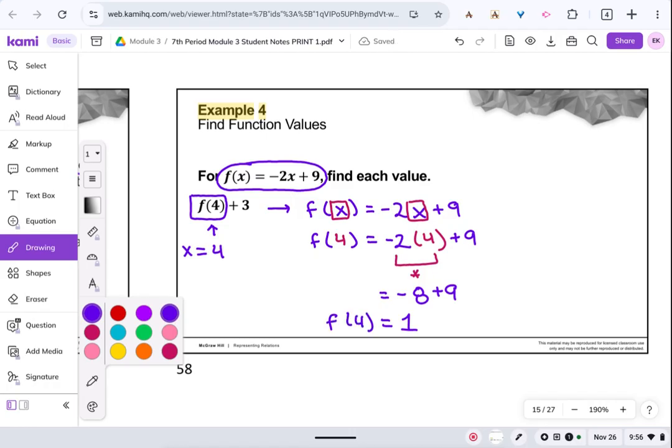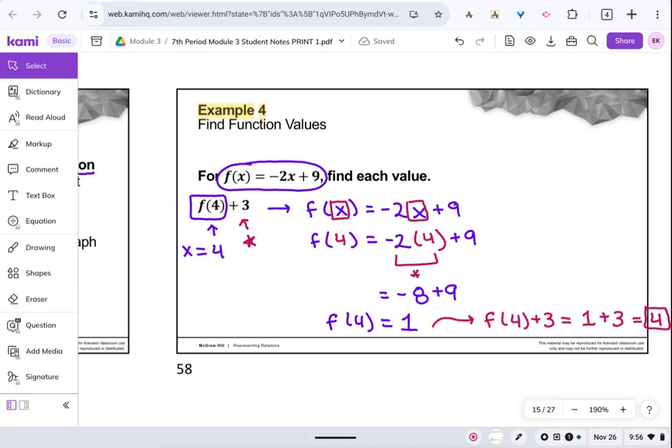Now this one's a little weird because here in our original problem, it says we have to add 3 to the end result. Okay, so this one has an extra piece where I'm going to have f of 4 plus 3. We got f of 4 to be 1, and so we're going to just add 3 to that, which gives me 4 as my final answer. Not all of them you have to do that where you have the extra step, but I just wanted to show you how to go about that one on this question here. Okay, so we'll see some where you don't have to do that.